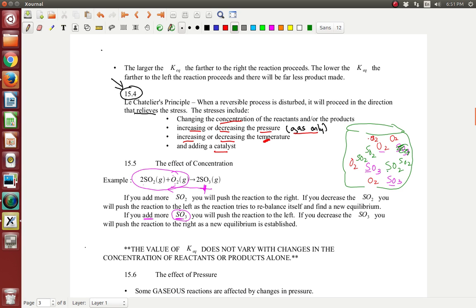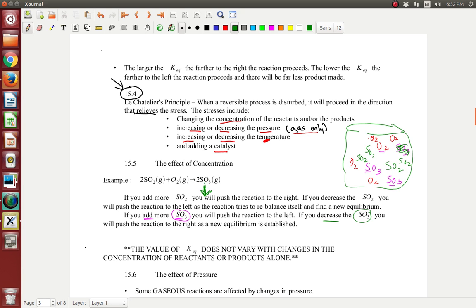So what's happening? I'm increasing the number of oxygens and the number of SO2s. So when I shifted from the product side to the reactant side, I increase the concentration of the oxygen and I increase the concentration of the SO2s. Now if you decrease the SO3, it does the opposite thing. Okay, so here we have it. I decrease the concentration of the SO3.